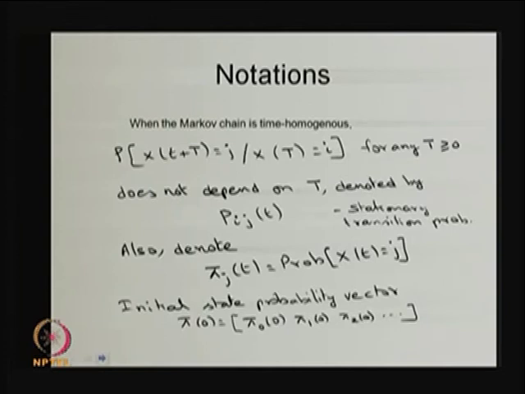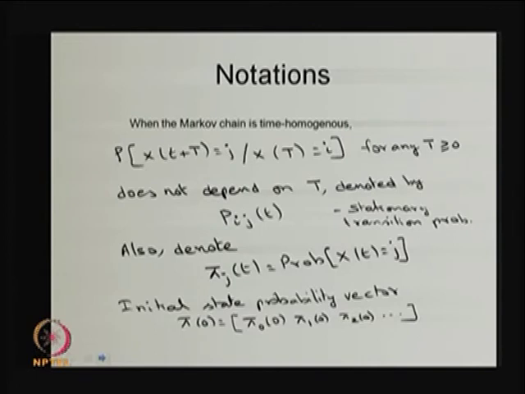Now, I am going for a few notations to study the behavior of a continuous time Markov chain. Whenever the Markov chain, that means here it is a continuous time Markov chain, is time homogeneous, then the conditional probability of the system being in the state j at time point t plus capital T, given that at capital T it was in the state i, does not depend on capital T. Here we assume that the state changes from i to j at a future time point t plus capital T.